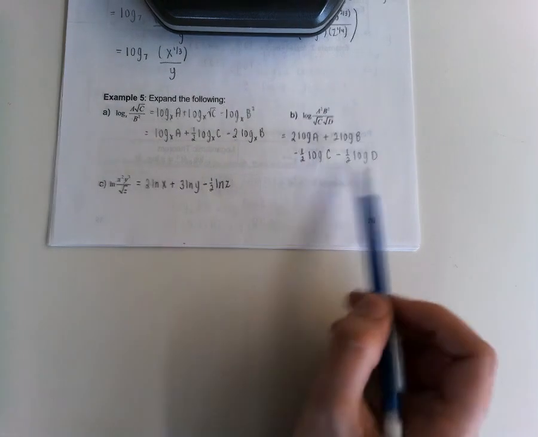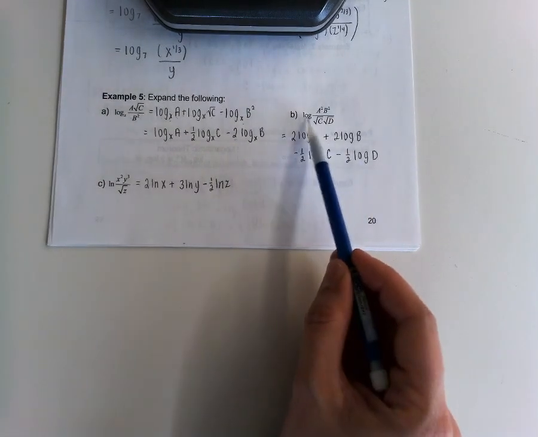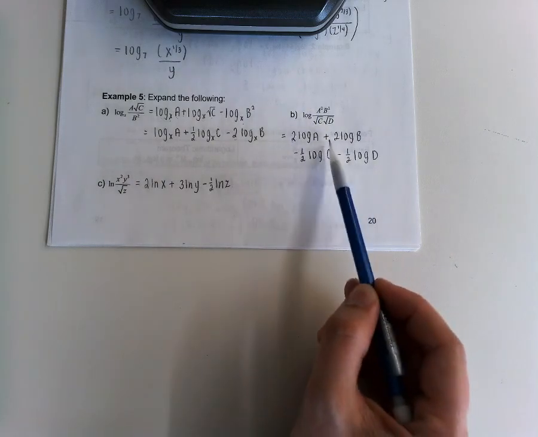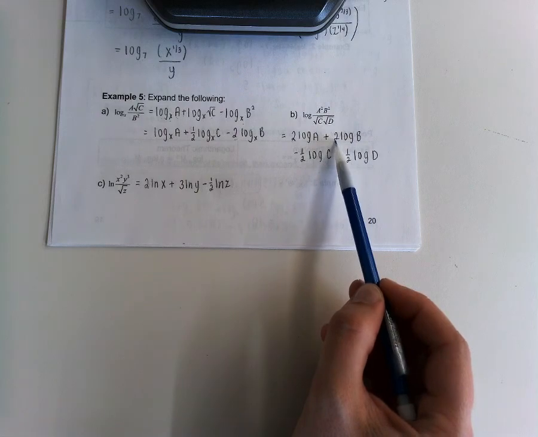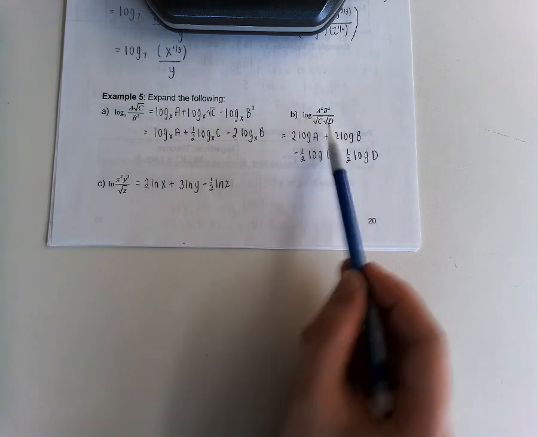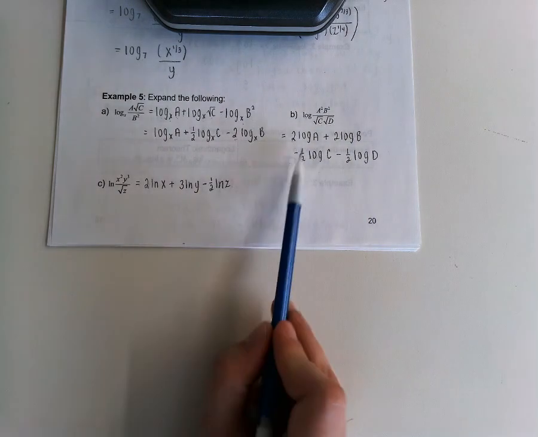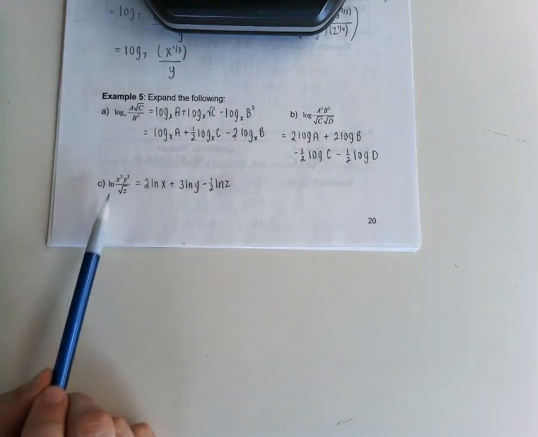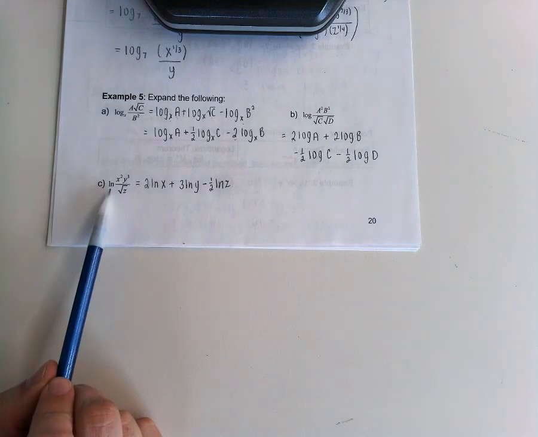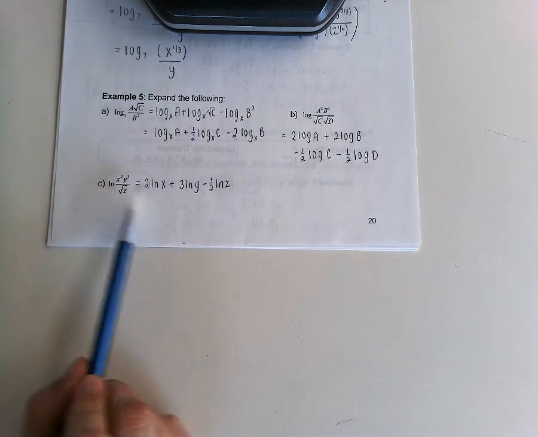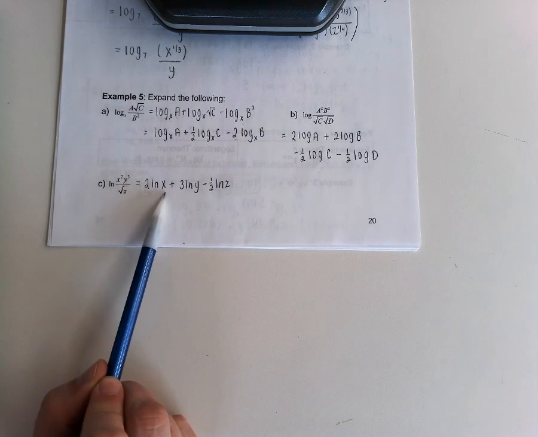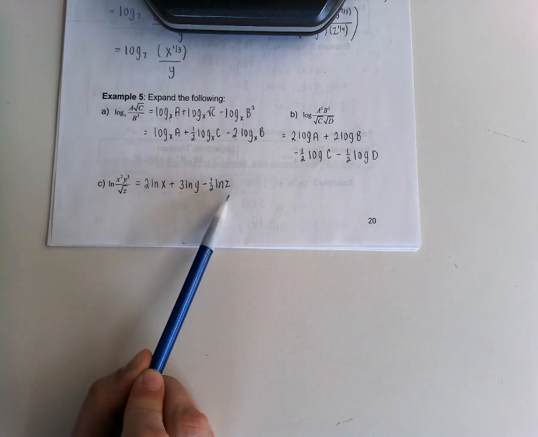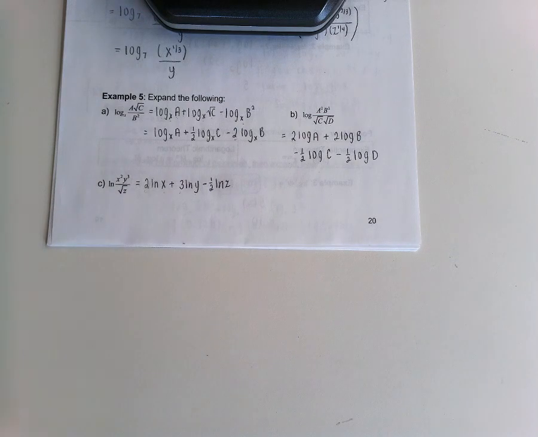Over here, I've done it all in one step. So log a with the 2 down in front, plus log b times 2. And then in the bottom, we've got roots, which are both powers of a half. So minus 1/2 log c, minus 1/2 log d. And then down here, we've got a natural logarithm, but the same rules apply. So 2 ln x plus 3 ln y minus half ln z. So I've done the exact same thing there.